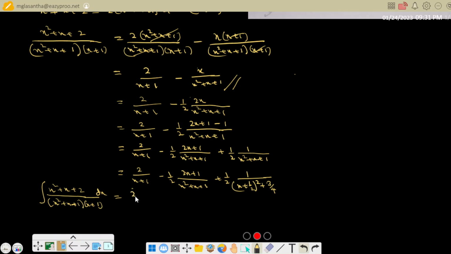equals the integral of 2 over x plus 1 dx, minus half times the integral of (2x plus 1) over (x squared plus x plus 1) dx, plus half times the integral of 1 over ((x plus half) squared plus 3 by 4) dx.